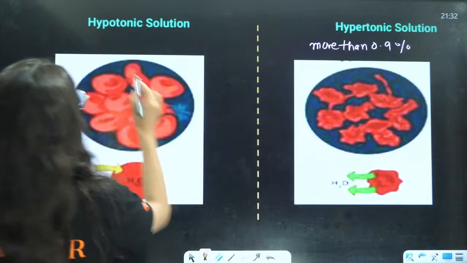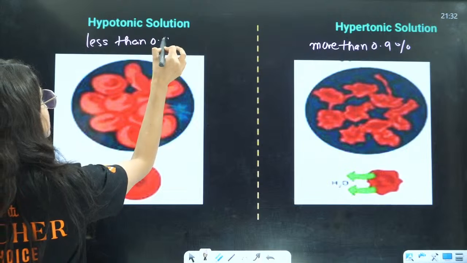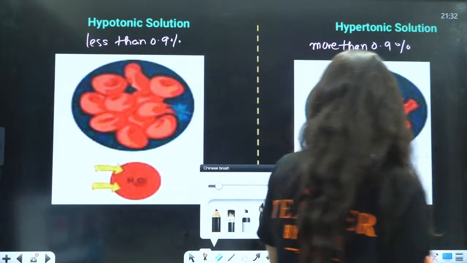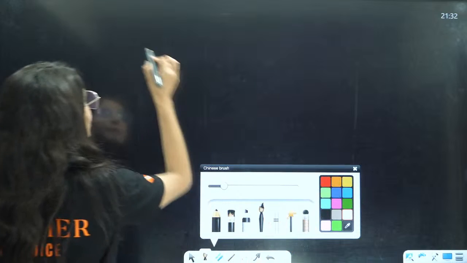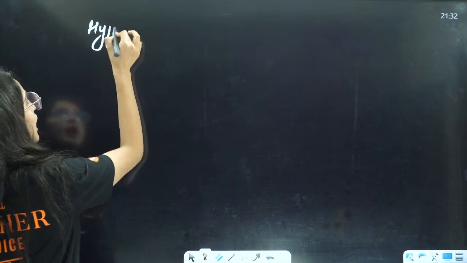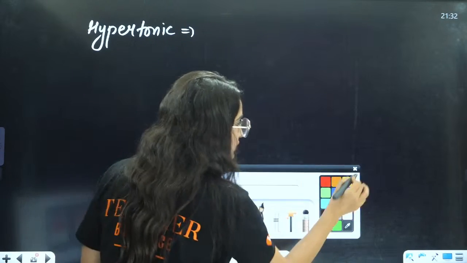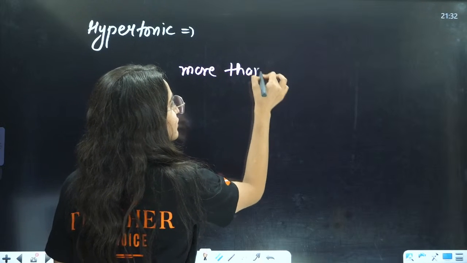Here I am saying hypotonic means less than 0.9%. Now I'll tell you exactly about hypertonic solution. Hypertonic, we are saying it is more than 0.9.